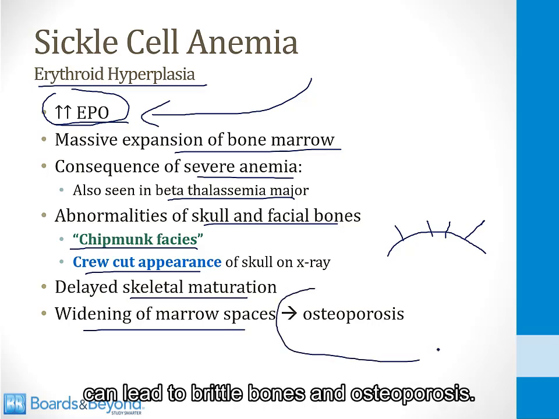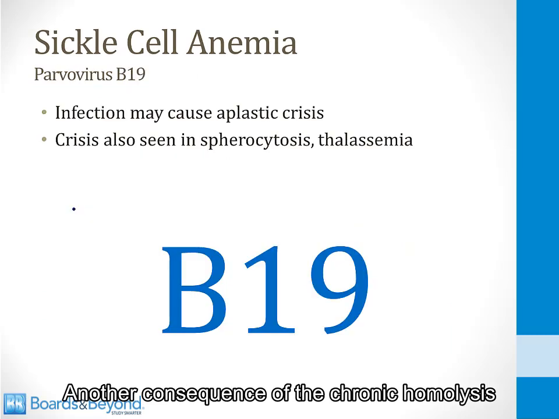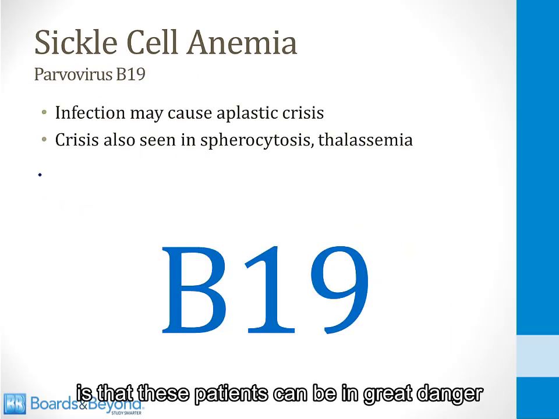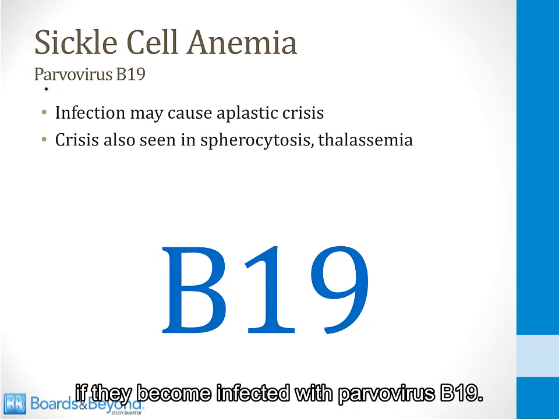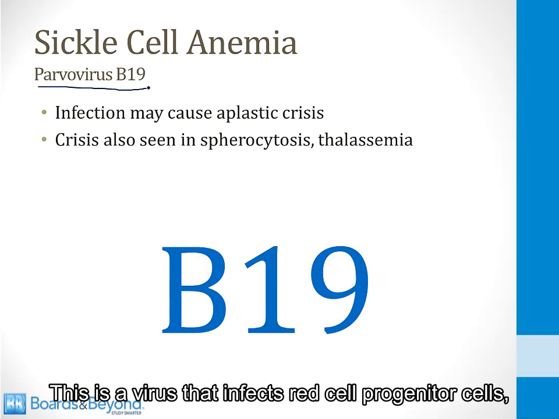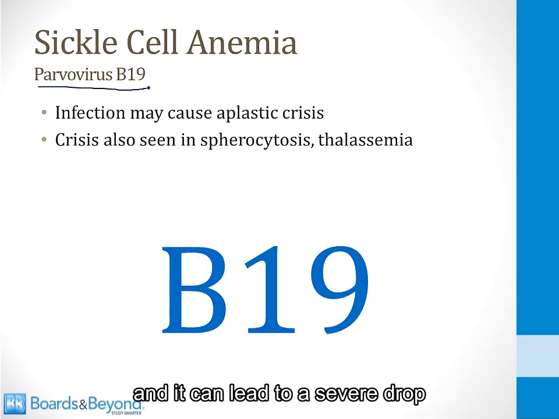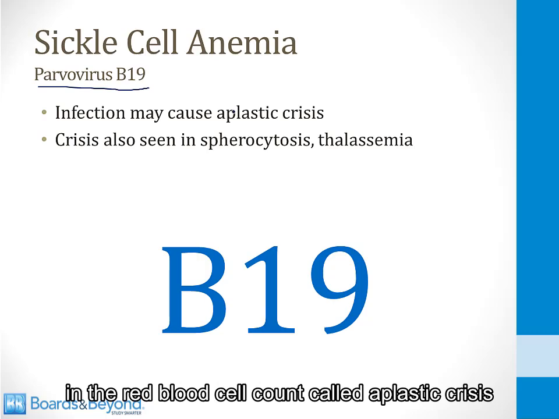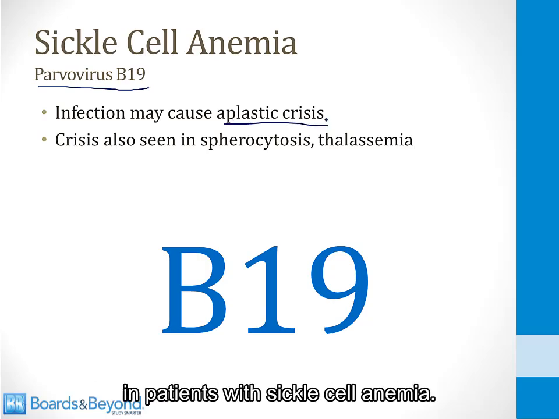brittle bones and osteoporosis. Another consequence of the chronic hemolysis is that these patients can be in great danger if they become infected with parvovirus B19. This is a virus that infects red cell progenitor cells, and it can lead to a severe drop in the red blood cell count called aplastic crisis in patients with sickle cell anemia.